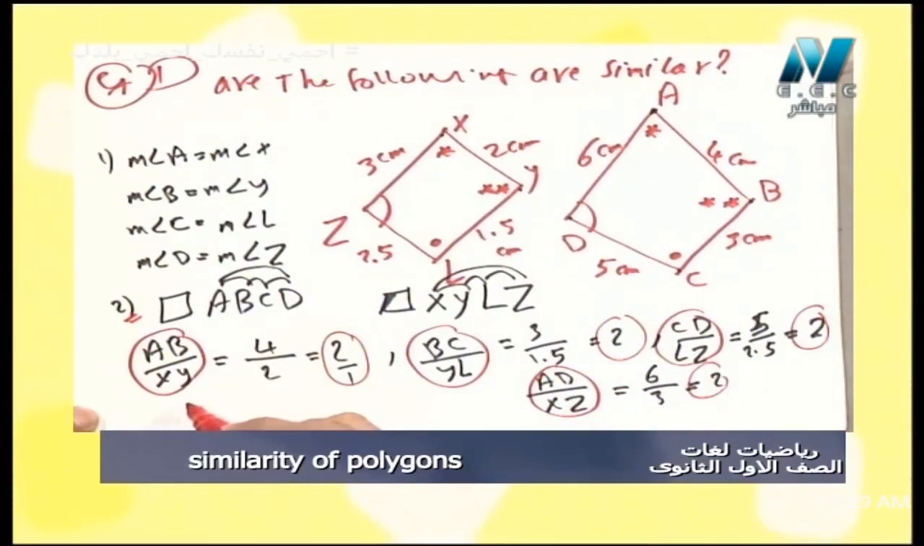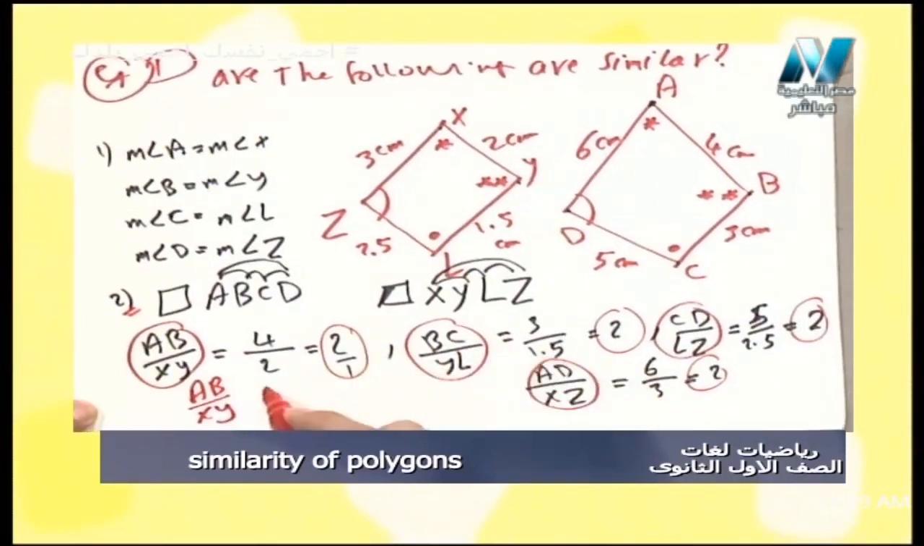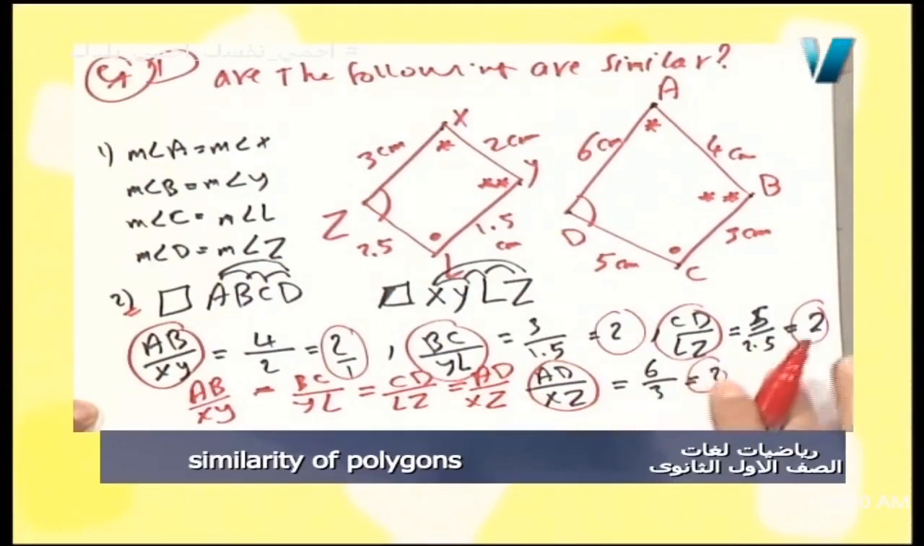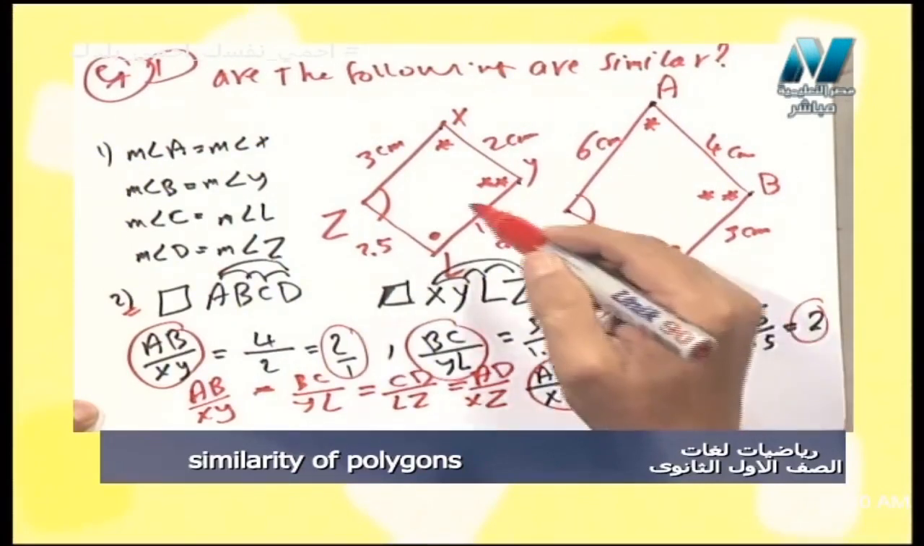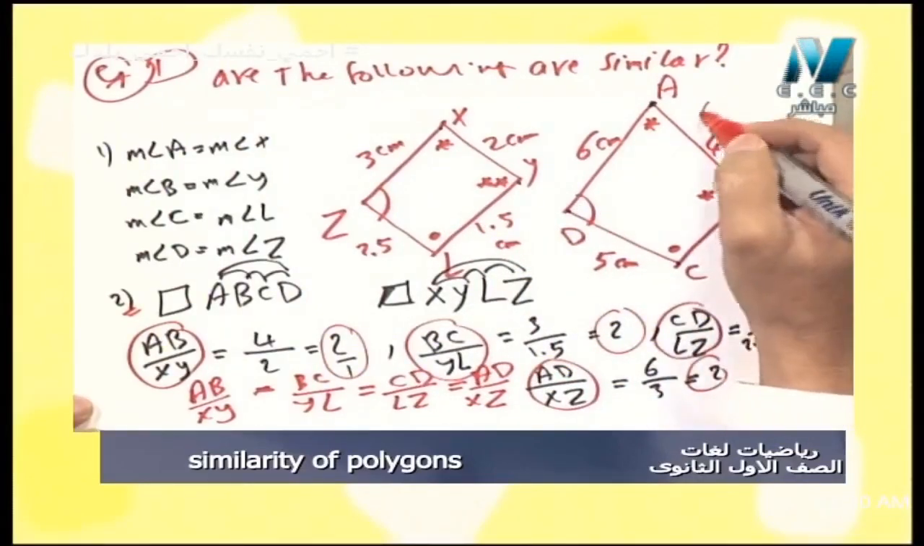So we can say that AB over XY equals BC over YL equals CD over LZ equals AD over XZ. So each two corresponding sides are proportional. So these two quads, of course, will be similar.